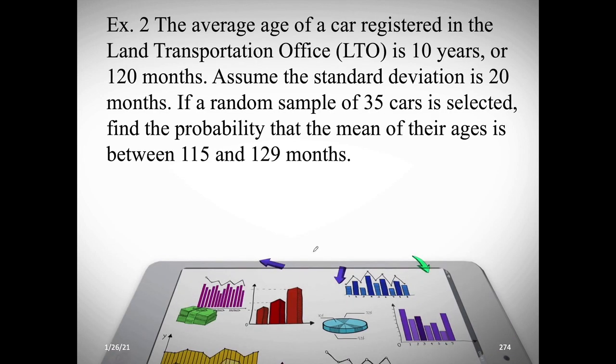So, next, and I think this is the last example for this presentation. Sabi dito, the average age of a car registered in the LTO or the Land Transportation Office is 10 years. So, we have 10 na agad na average, or 120 months. Ay, kinonvert niya. So, 120 months. This is actually sample or population? Guys, population mean na yan. Average age, wala na siyang binanggit kung saan nang galing.